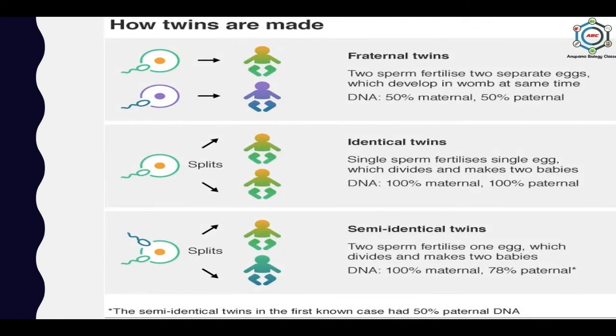So, here is how twins are made. So in case of fraternal twins, two sperms fertilize two separate eggs which develop in the womb at the same time. So the DNA is 50% maternal and 50% paternal. While in case of identical twins, a single sperm fertilizes a single egg which divides and makes two babies. So the DNA is 100% maternal and 100% paternal. And in case of semi-identical twins, two sperms fertilize one egg which divides and makes two babies. So in this case 100% maternal and 78% paternal.